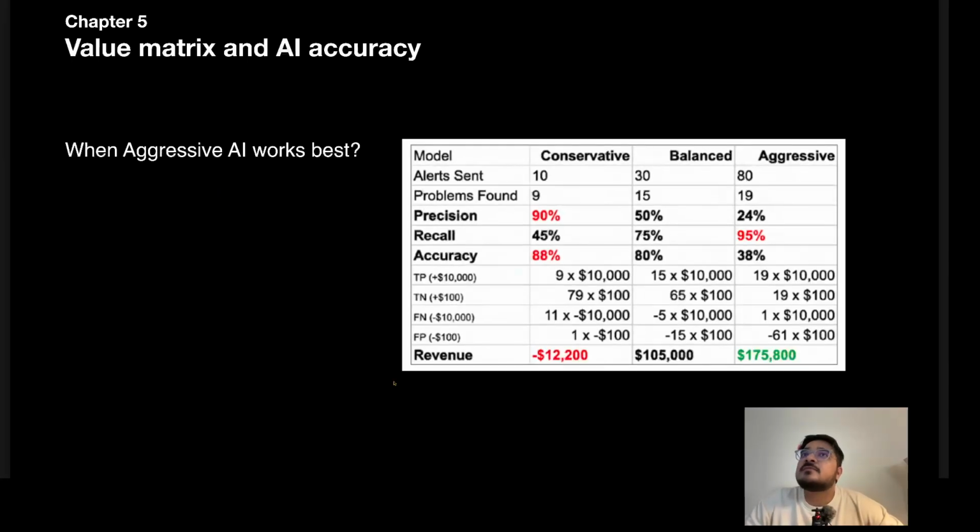And the second one: when does the aggressive AI work best? Now you see the conservative has fallen down, it's in negative. But the aggressive AI is making much more money. When I thought about this example, I instantly thought about an F1 car. If you are working on an F1 car and you want to be the best car in the world, you don't have any budget problem or anything. You just want to be the best in understanding your car. You increase the performance of that car at any cost.